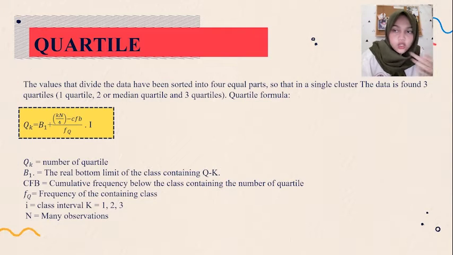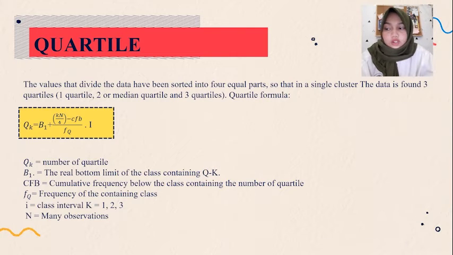As we can see, there's quartile here. Quartile is also part of size variation. It is the value that divides the data, sorted, into four equal parts. In a single cluster, the data is divided into quartile 1, quartile 2 or median, and the last is quartile 3. As we can see, there's a formula here, and we can change the number of the class interval or Q in here to find the quartile that we want.